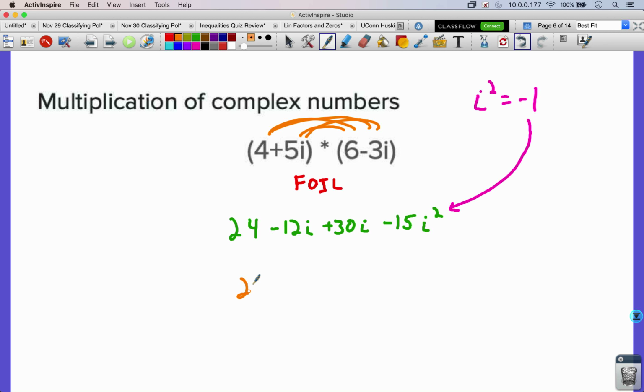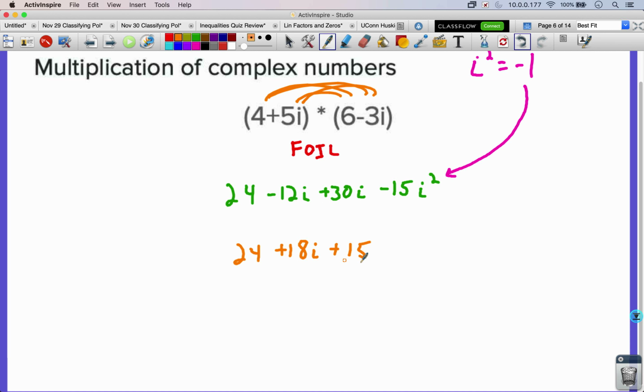So now I'd have 24. I can combine like terms here. Negative 12i plus 30i becomes an 18i, so plus 18i plus 15. And then bring our real numbers together and write them at the beginning. So the 24 and the 15 come together, becoming 39 plus 18i.